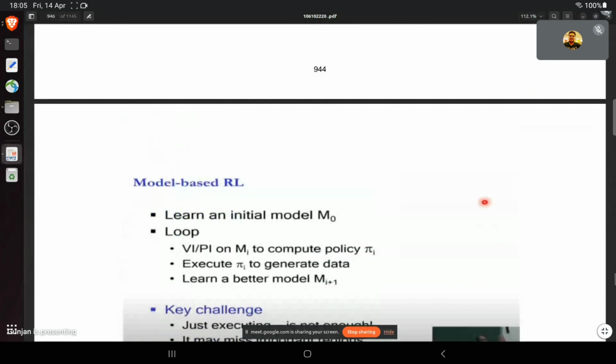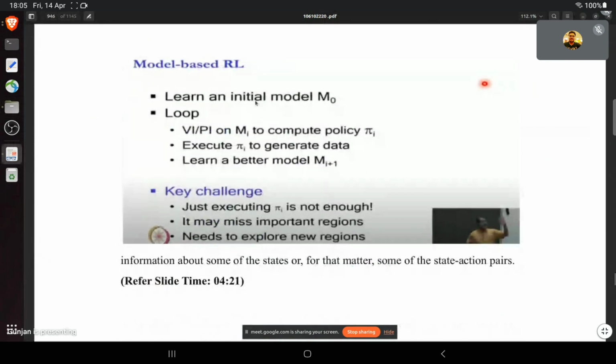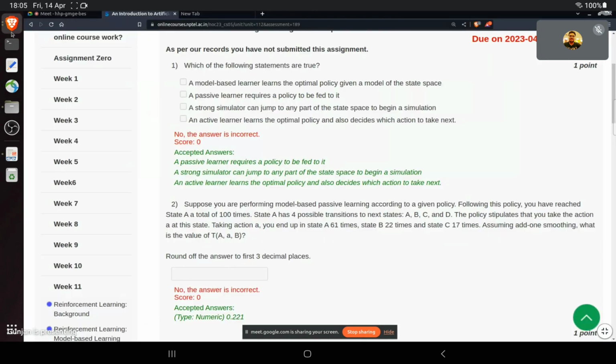So we are talking about model-based learning, right? Learn an initial model M0. That's how it starts, and then loop. Either you do value iteration or you do policy iteration on the model to compute a policy, execute the policy to generate the data, and learn a better model. So it says learns the optimal policy. So you are not given a model, right? You have to learn the model also.